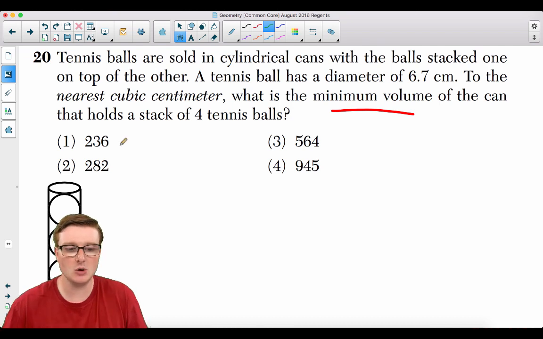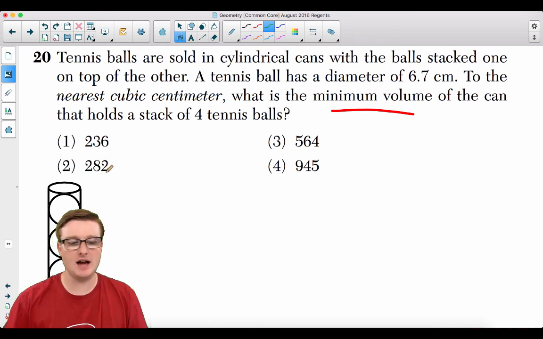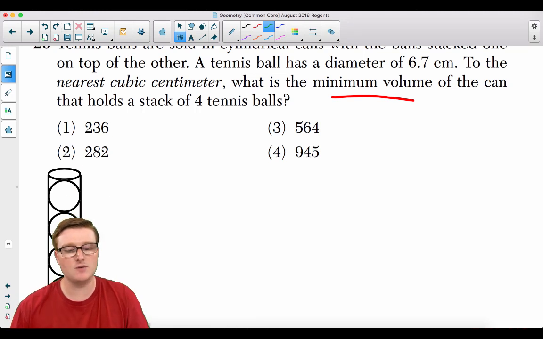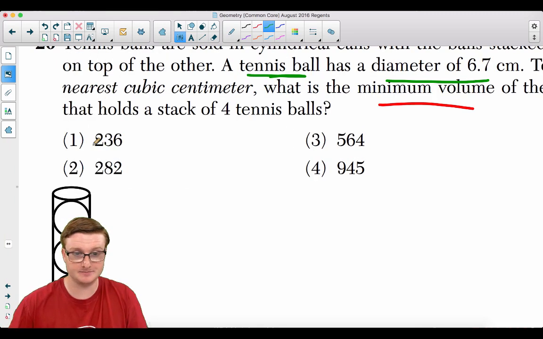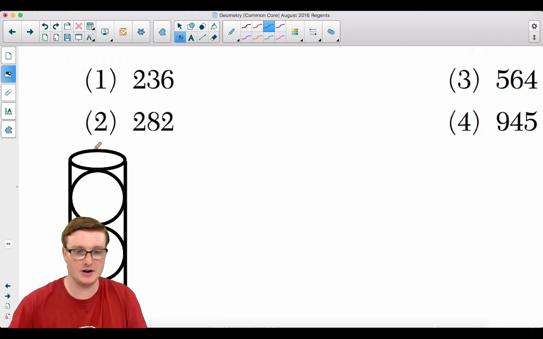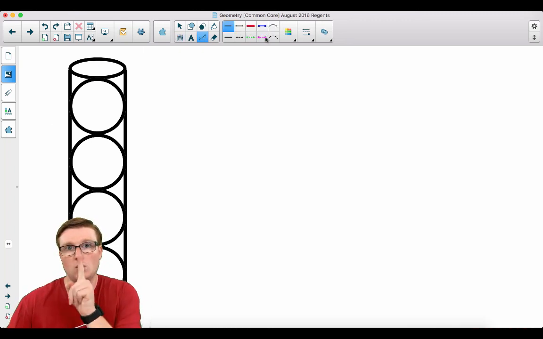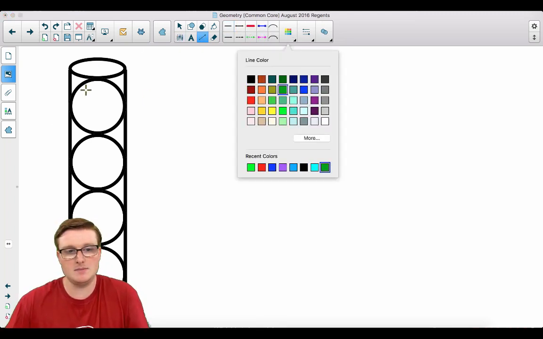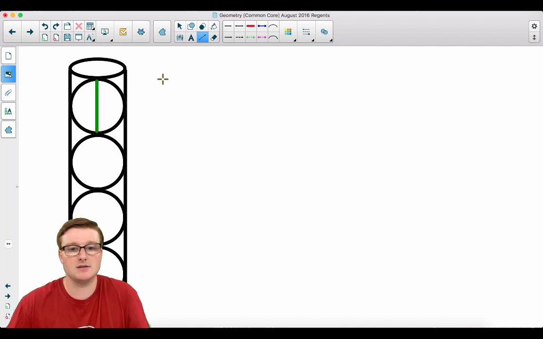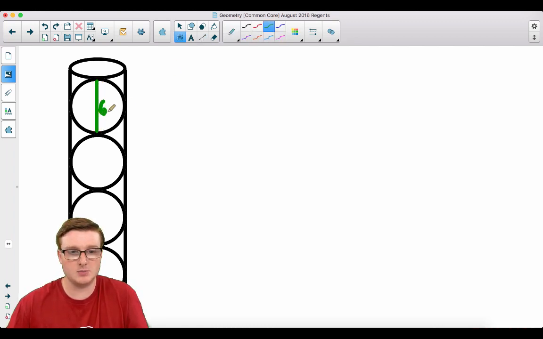Okay. So they tell you that the diameter is 6.7. I actually drew a nice little diagram of what this would look like. These are your 4 tennis balls in one cylindrical can. So they tell us that the tennis ball has a diameter of 6.7. If I zoom in here onto my diagram, the diameter of one of those tennis balls is going to be 6.7. So this little green line that you see is 6.7.